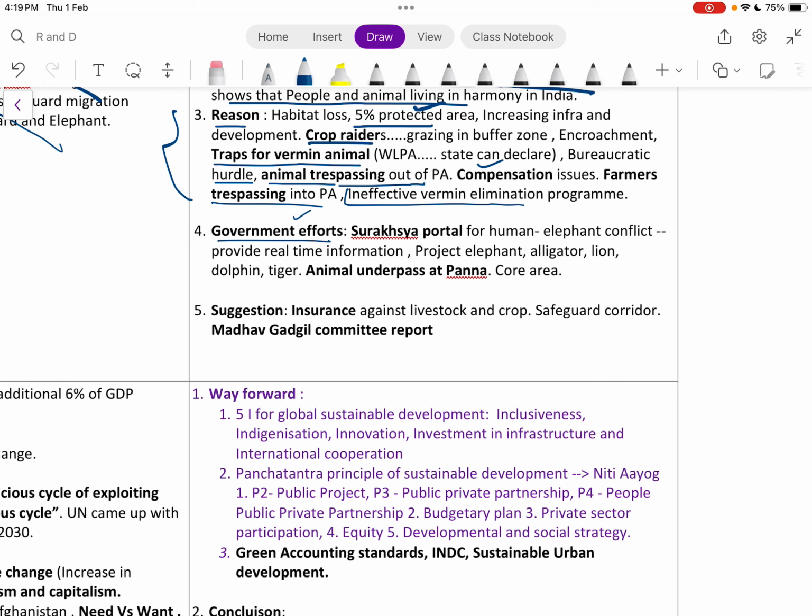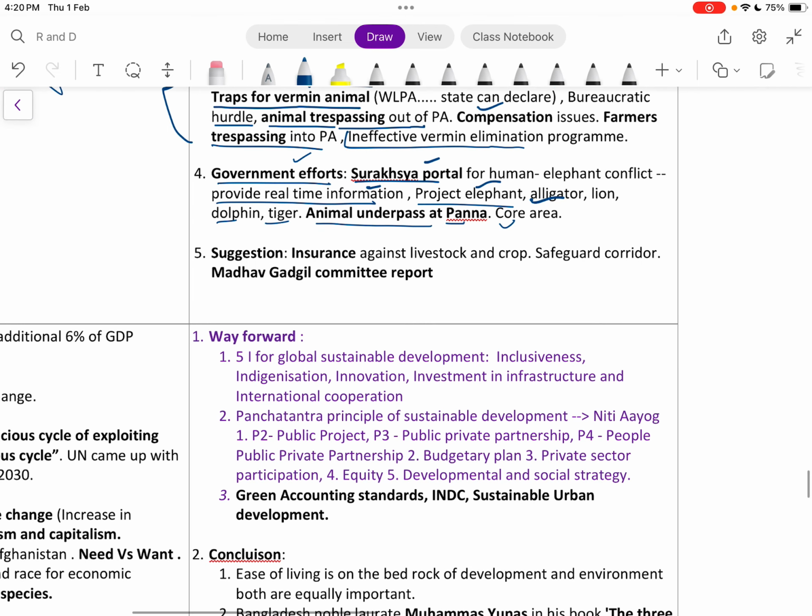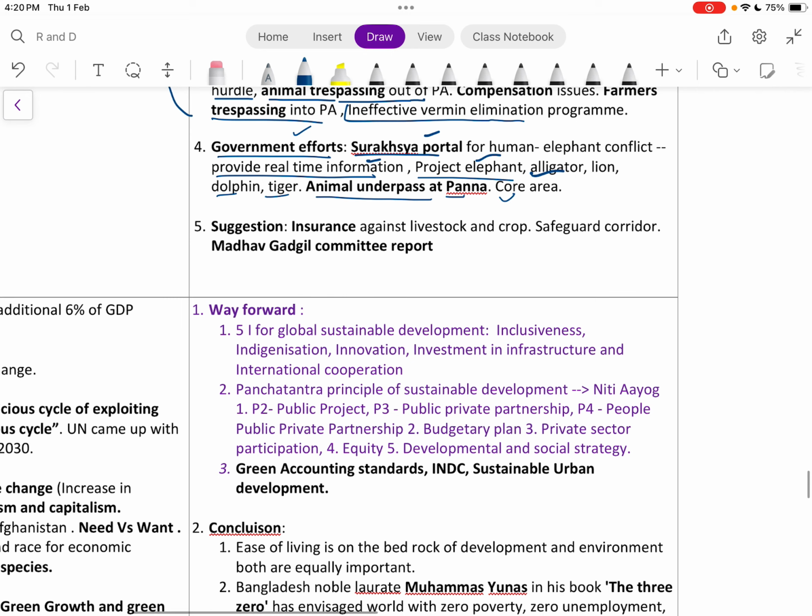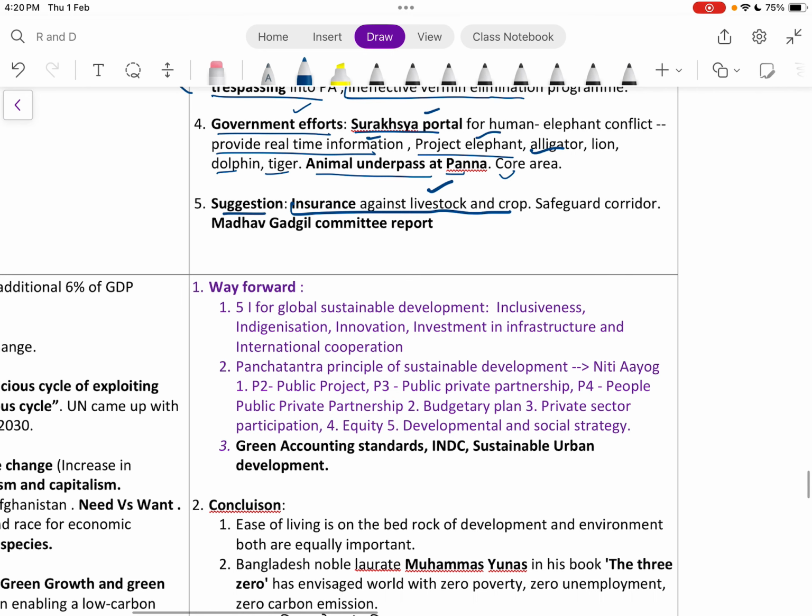The government efforts: Suraksha portal for human-elephant conflict, providing real-time information, Project Elephant, alligator, lion, dolphin, tiger, animal underpasses at Panna core areas. Suggestions: insurance against livestock and crop damage, safeguarding corridors, Madhav Gadgil committee reports, among others.